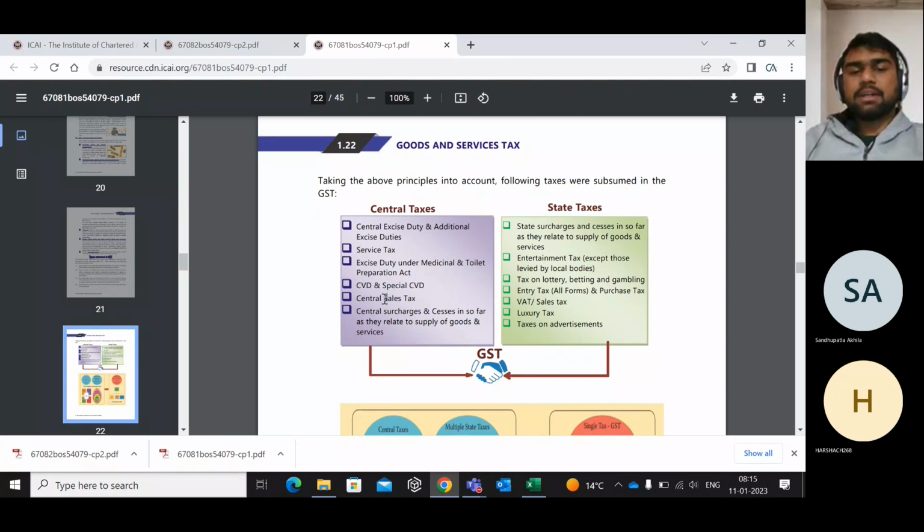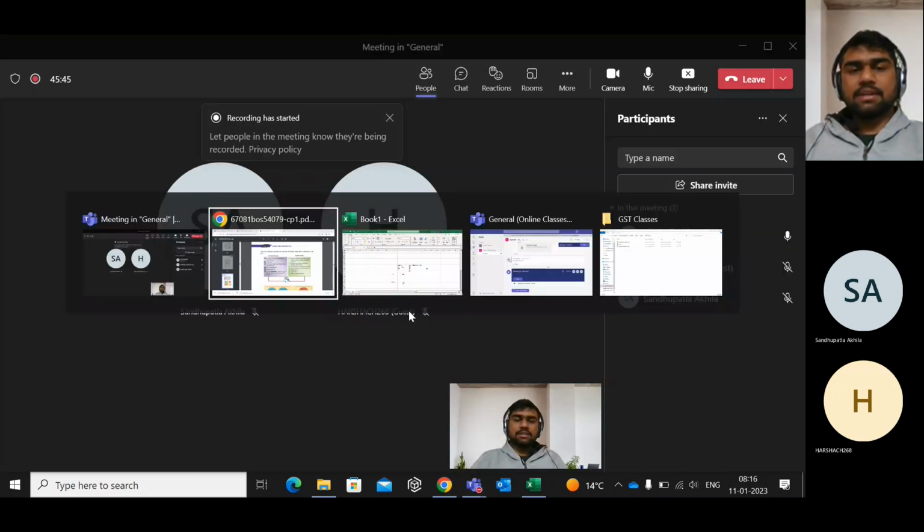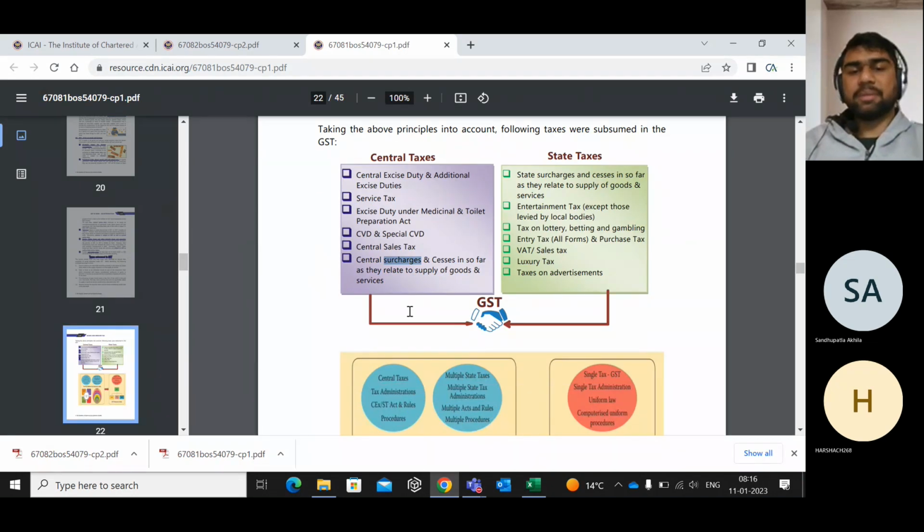Central sales tax is nothing but, in the VAT mechanism, when you purchase goods from outside states, you levy CST, that is central sales tax, and the central surcharges and cesses insofar as they relate to supply of goods and services. We have central surcharges like Krishi Kalyan cess, Swachh Bharat cess. For the services, that is 0.5%, 0.5%, all these cesses. And the state taxes like state surcharges, so far as they relate to supply of goods.